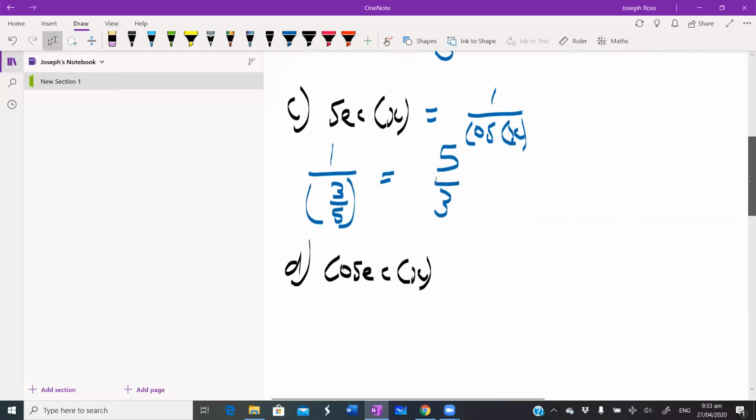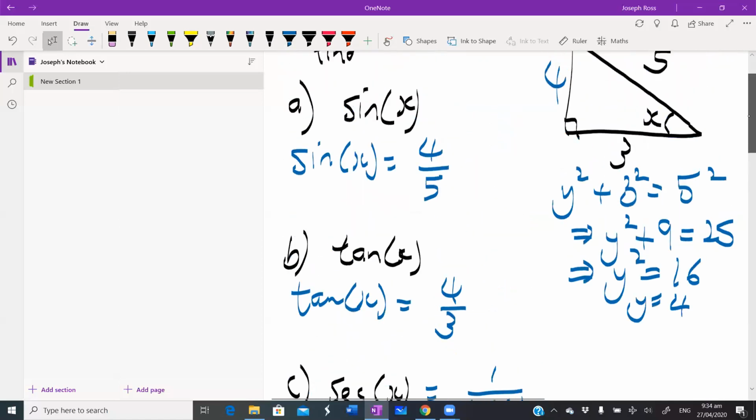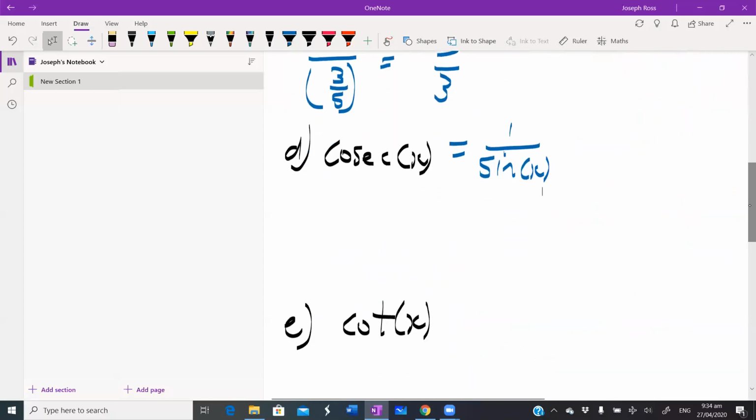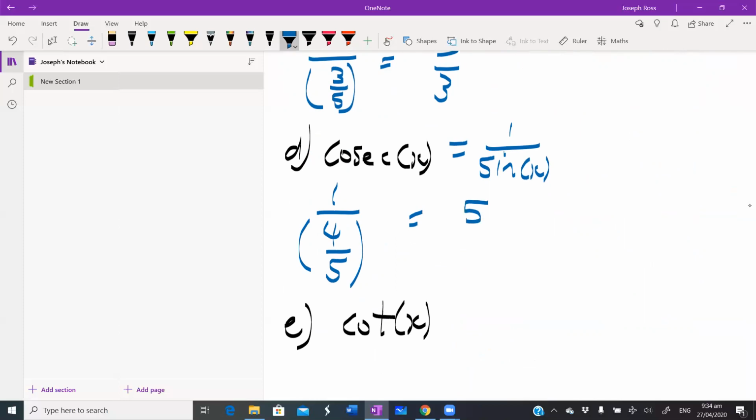Okay, so cosec or cosecant, from the formula sheet, is 1 over sine x. Now we have previously calculated the value of sine x. So before we calculated that sine x was 4 over 5. So this is going to be 1 over 4 over 5. And if we simplify this, again, we've got 1 divided by a fraction, meaning we can turn the fraction upside down. So this gives us 5 over 4.